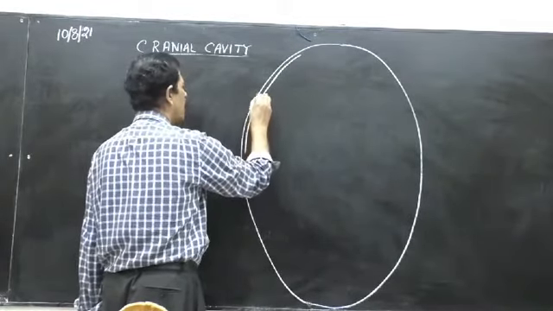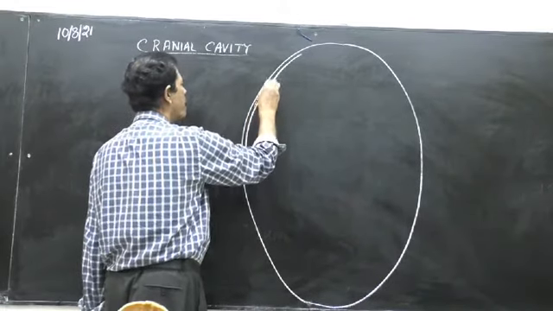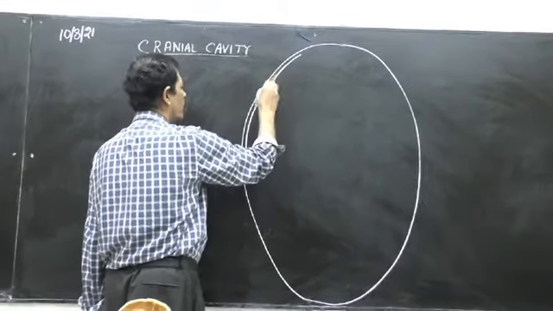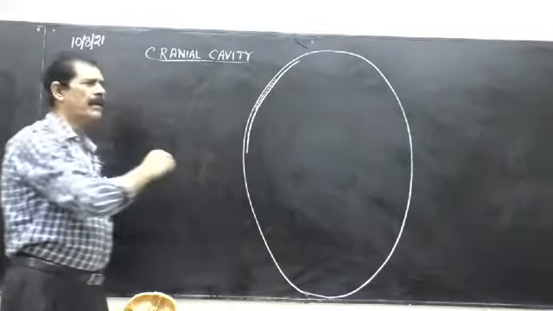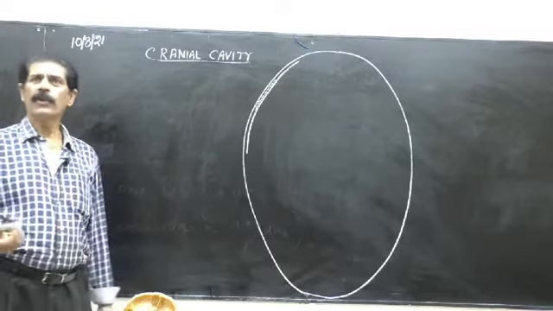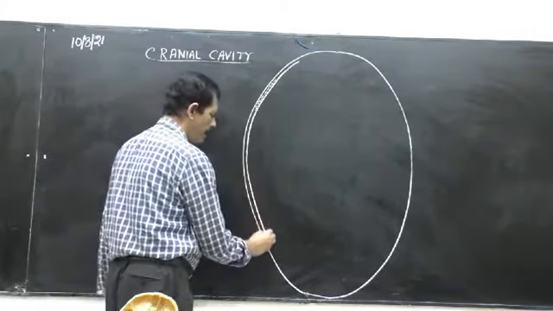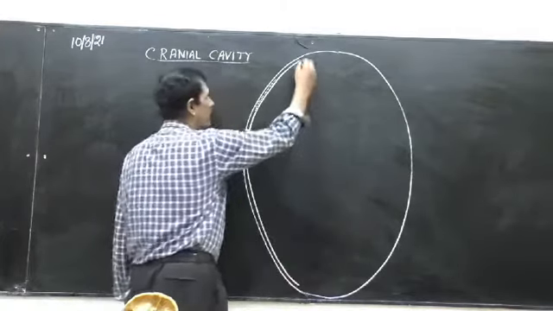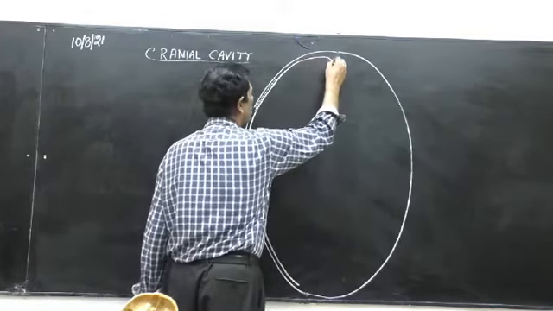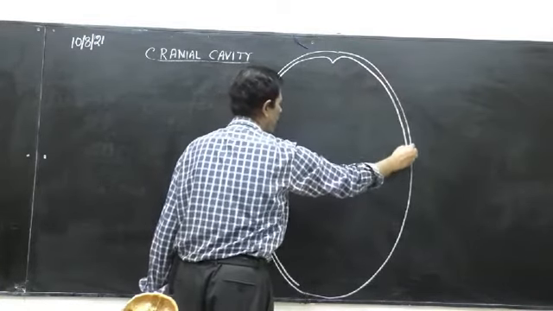Diploe means outer and inner table of compact bone, and what is sandwiched between is the spongy bone. So all the frontal, parietal, temporal, occipital bones are examples of the diploe. So this is the whole circumference of the bones constituting the cranial cavity.